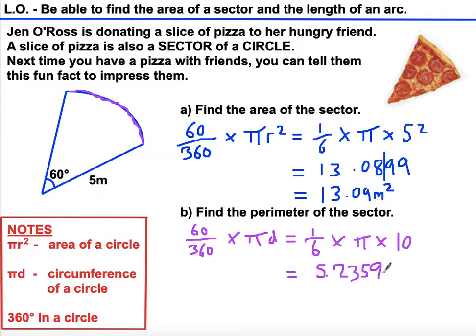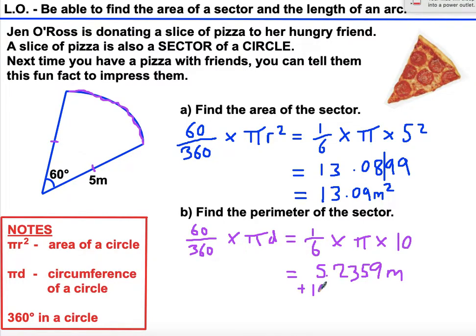Now, that is a measurement that is in meters because it's the circumference, and the circumference is a length. But to find the perimeter, we've also got to add the 2 radiuses to it. This radius is 5, and obviously the other radius is also 5. So we need to add 10 onto that to find the full perimeter.